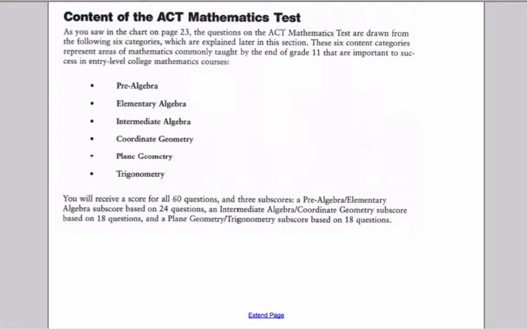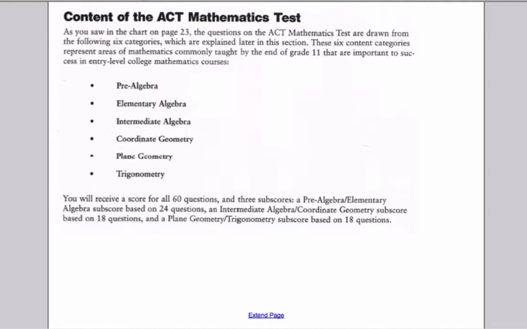Here's the content of the ACT math test. The questions on the ACT math tests are drawn from the following 6 categories, which are explained later in these videos. These 6 content categories represent areas of mathematics commonly taught by the end of grade 11 that are important to success in entry-level college math courses.